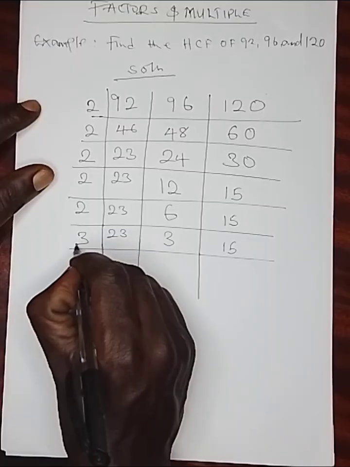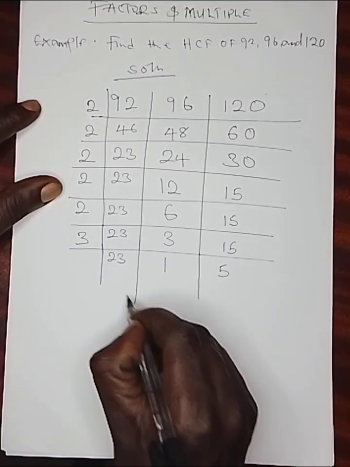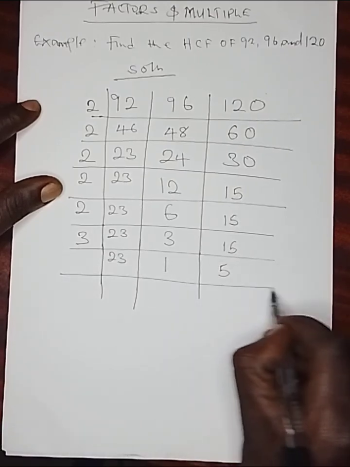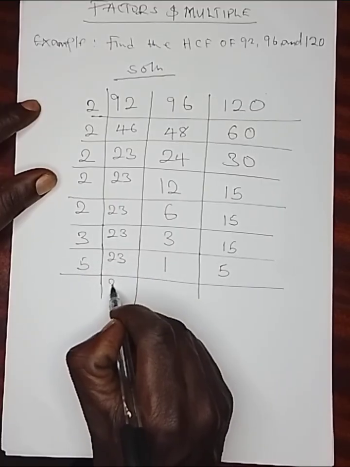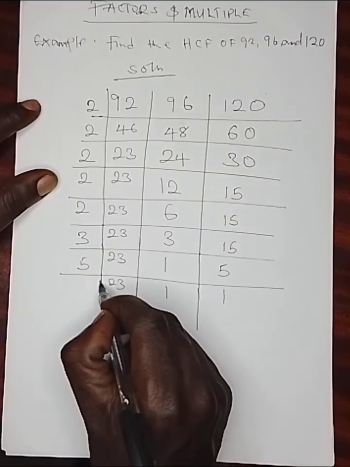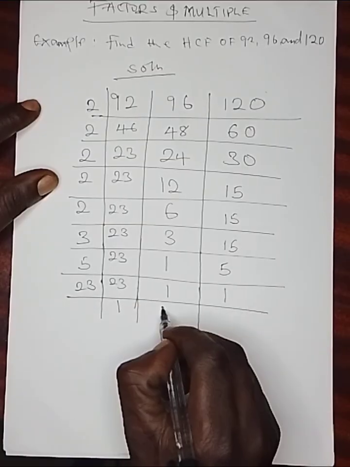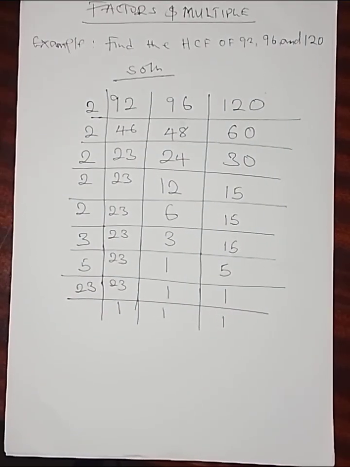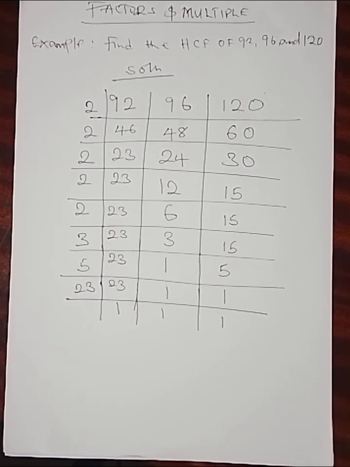Now here you divide by 3. You get here 23. Here you get 1. Here you get 5. Here now we divide by 5. Here you get 23. Here you get 1. Here you get 1. So our ladder is still moving. Then now we divide by 23. Here you get 1, 1, 1. So after reaching there, now you can get your highest common factor of the given numbers.